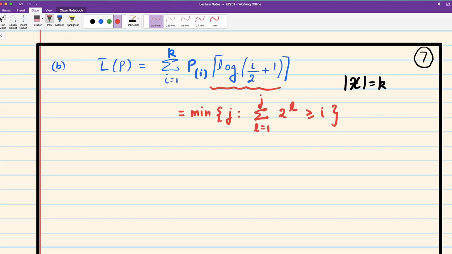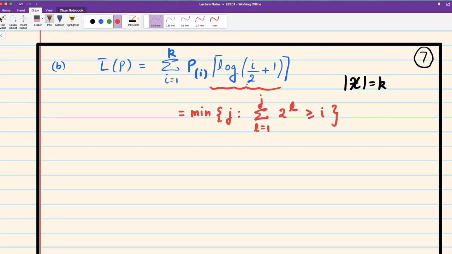Okay, so we can check. For i equal to 1, this is half plus 1. So what is the ceiling of log of 1.5? Well, that's just 1. When i equals 2, this becomes 1 plus 1, 2. The ceiling of log 2 is again 1. For 3, 3 by 2 plus 1 is 2.5, and the ceiling is 2. For 4, 4 by 2 is 2, 2 plus 1, 3, ceiling again 2. For 5, 5 by 2 plus 1, ceiling again 2. Now 6. What's the minimum length of binary sequences you need to represent 6 different symbols? So 6 by 2 is 3, 3 plus 1, 4. The log of 4 with base 2 is 2. So this is 2.